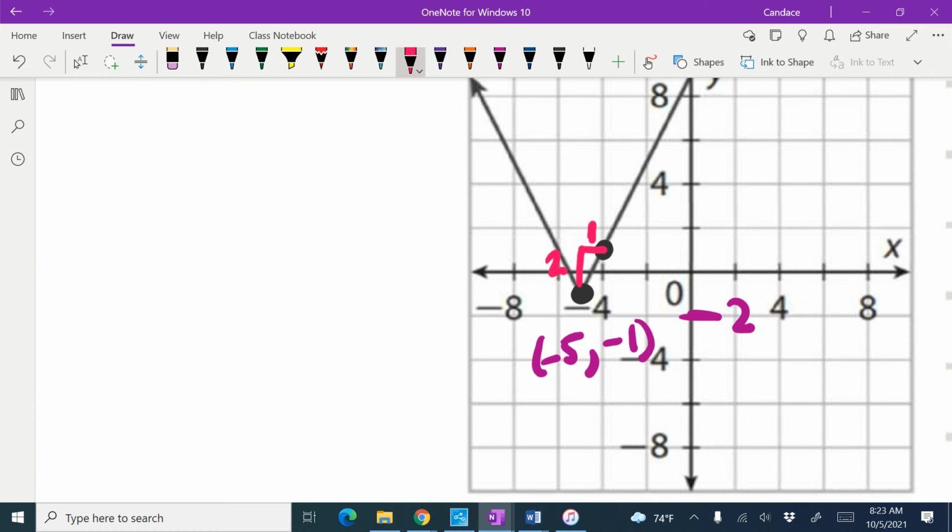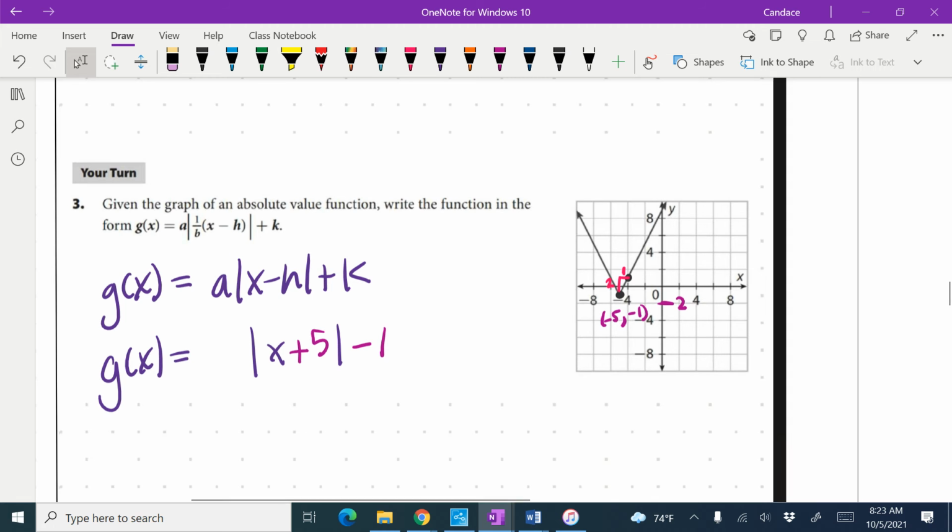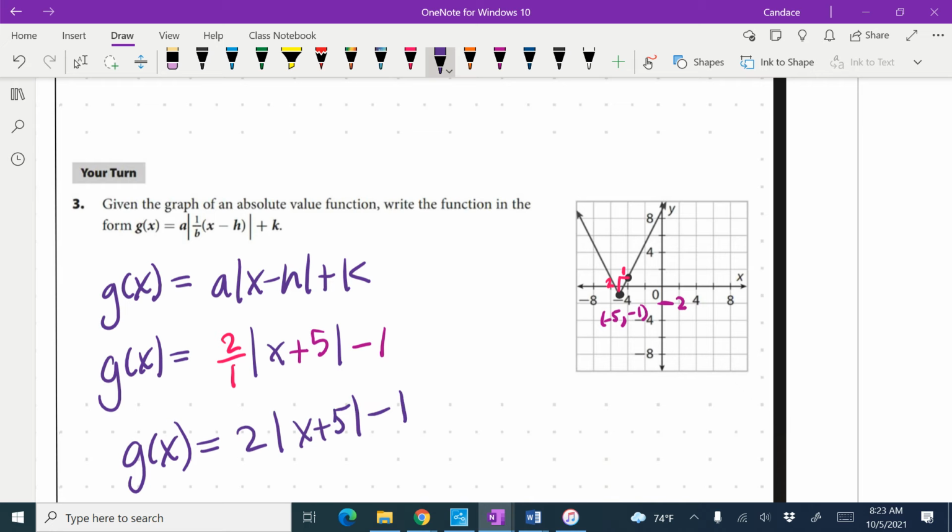So up 2 over 1 would look like 2 over 1. Am I right side up or upside down? Right side up. So my final, I keep it positive out front. My final would be absolute value 2, absolute value of x plus 5 minus 1.